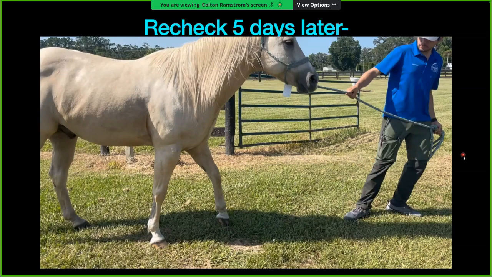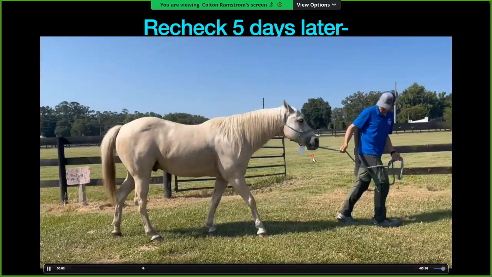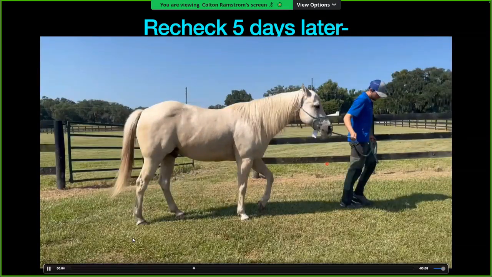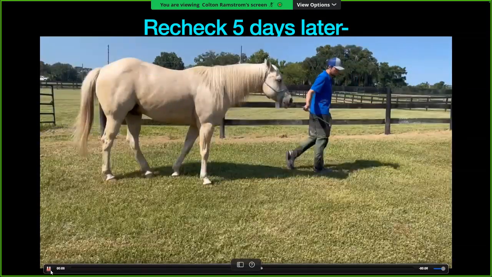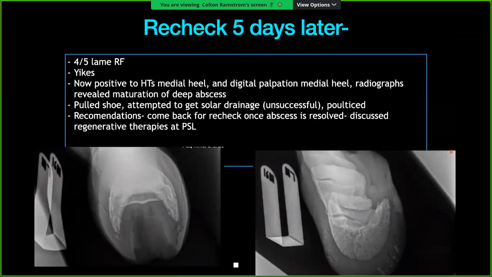I'm going to speed through some of this. This isn't terribly important. That abscess ended up getting worse, and he was 4 out of 5 lame. So this was a few days after the block. Client calls me. Not what you want to see. But it happens. Luckily, it was just that abscess had kind of matured. We can see on these images here, big old medial heel bulb abscess. We're able to get that resolved.